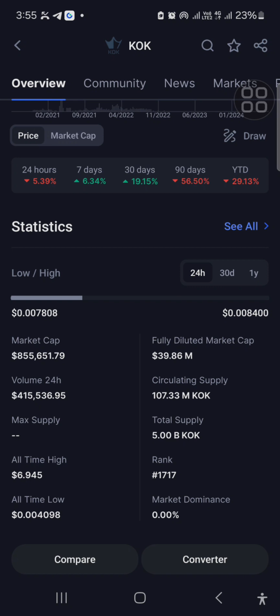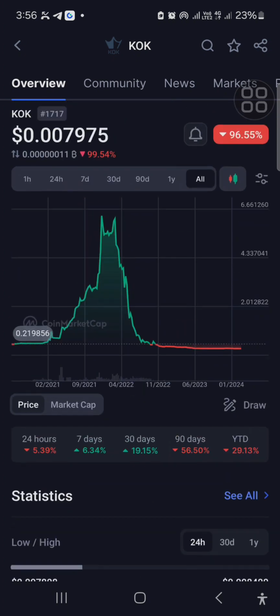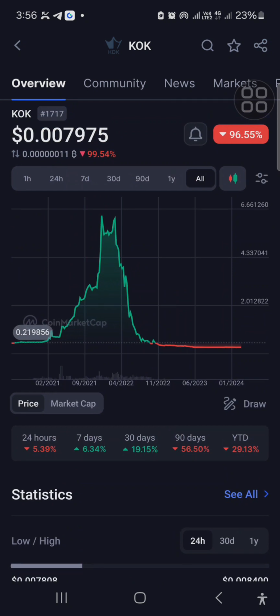Let's assume that for some reason something terrible happened, and this coin did not go back to $6 that it used to be as its all-time high. It just managed to hit half of that, $3. Remember, you are getting it at a discounted price of 0.007. Use your calculator and check. Let me get my other device. Use your calculator.